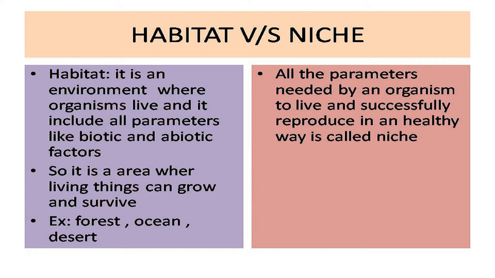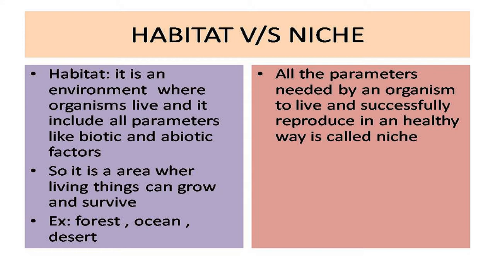What is habitat? Habitat is an environment where organisms live, and it includes all parameters like biotic and abiotic factors. That means the habitat itself is where the organism lives, and all the parameters like biotic and abiotic factors are included in the habitat. So it is an area where living things can grow and survive. Examples of habitats are forest, ocean, desert, etc.